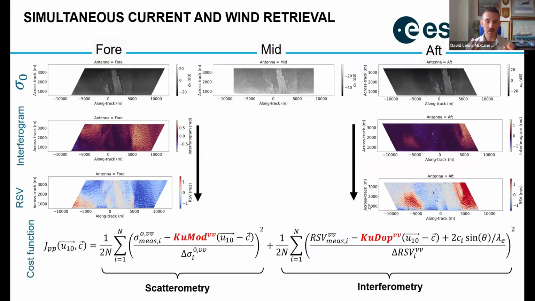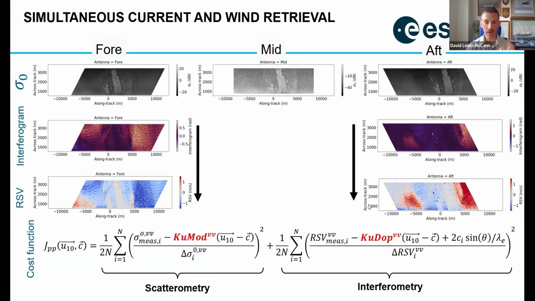But anyway, to turn these data into currents and winds, we use a simultaneous retrieval method that is based around the minimization of a cost function. Our input data are the normalized radar cross-section, the sigma naught images from the 4 mid and aft channels. And then we have the interferograms from the squinted channels fore and aft. These interferograms are turned into radial surface velocities, so not line of sight velocities, but velocities along the sea surface. And these are all passed into this cost function here.